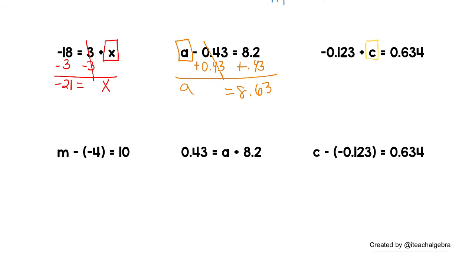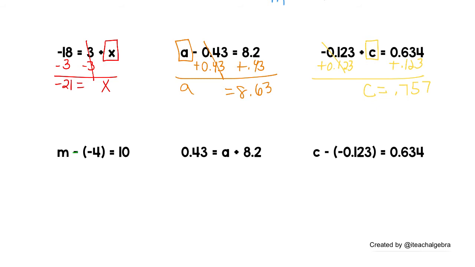C is going to stay this time. So we do the opposite of the other term. Those cancel. We're left with just C equals 0.757.